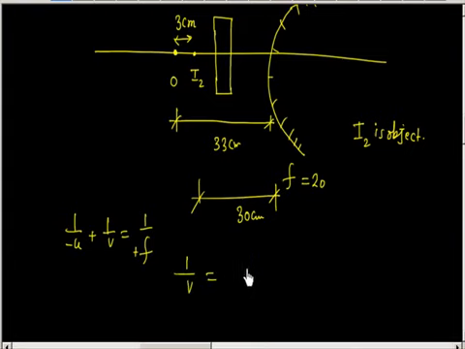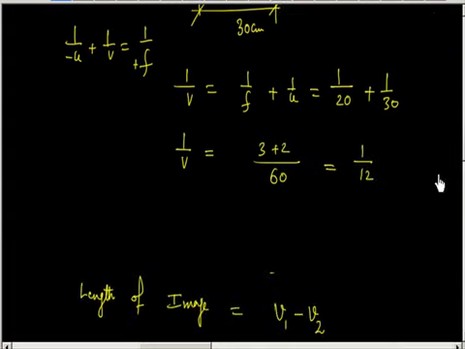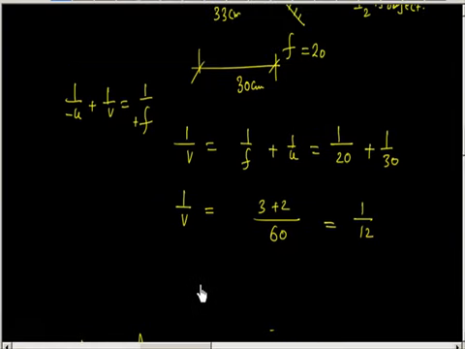So 1/v = 1/f + 1/u, and f is 20 centimeter, so 1/20 + 1/30 centimeter. So this is 1/v, so 3 plus 2, this is 5/60, 1/12, so v is 12 centimeter. So in this case v is basically 12 centimeter.